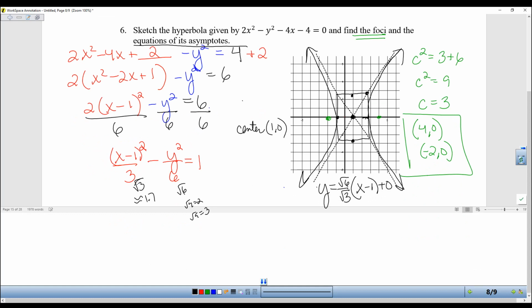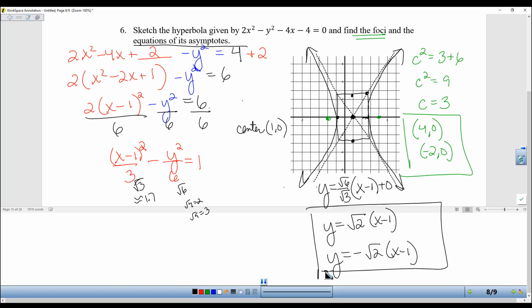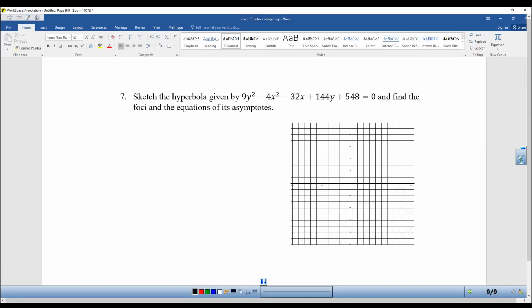And you can memorize that if you want to, but it's just as easy to understand the concept of slope. So square root of 2 times x minus 1. That's the positive one going up, and the other one is negative square root of 2 times x minus 1. So hopefully this also gave you a little refresher on equations of lines. All right, there is still one more. If you have not done one on your own, I really encourage you to try one on your own.